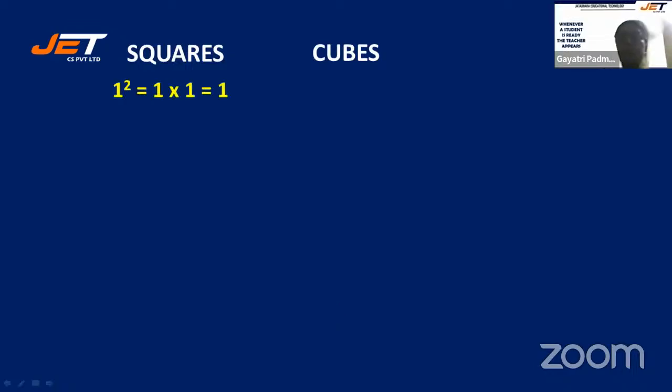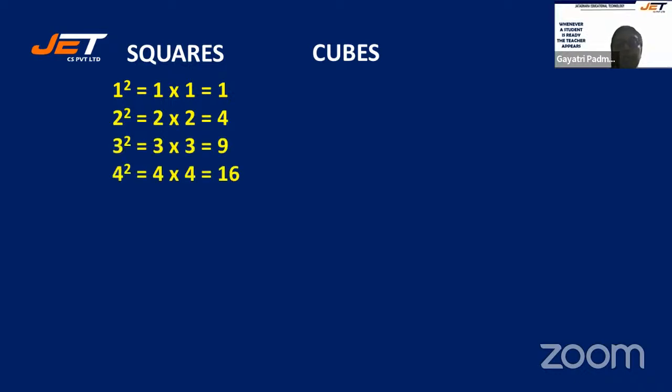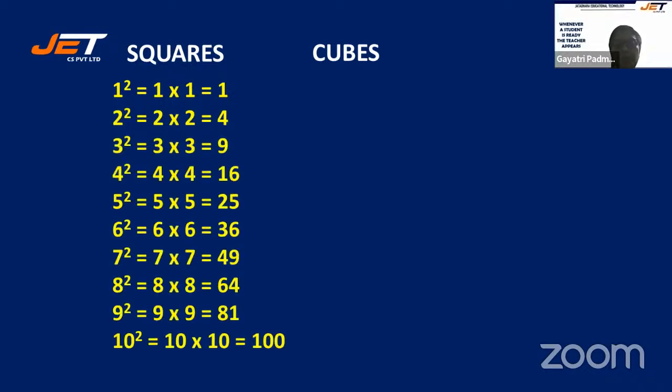Now let us see for squares. 1 square is 1 into 1 is 1. 2 square is 2 into 2. 3 square is 3 into 3 and so on. Right? So finally when it is 10 square, it is 10 into 10. Any squares, we will multiply it by the same number.